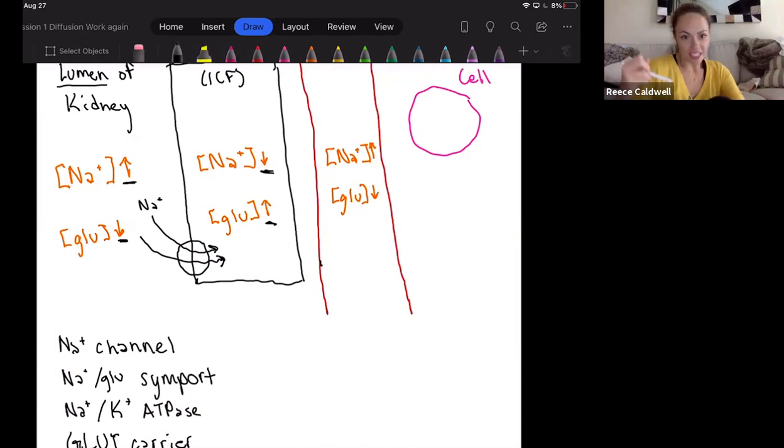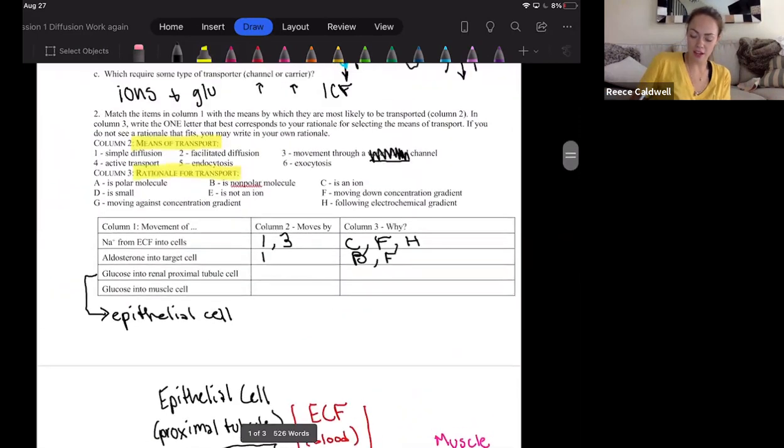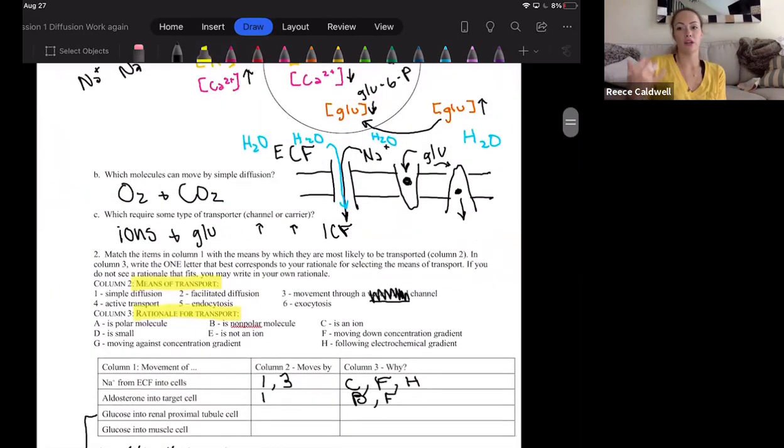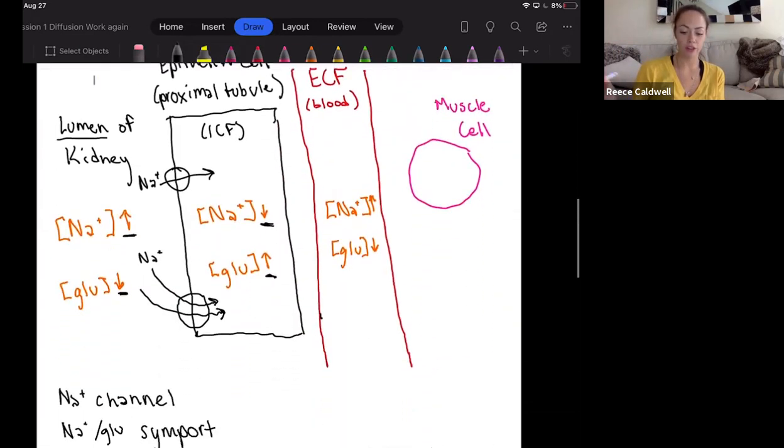All right. So another way that sodium can move into the cell is simply through a sodium channel. We looked at that above, just creating a hole inside of that membrane, and the sodium will simply move on through. So now we have our sodium and our glucose inside of the cell. And now we need to get it out of that epithelial cell into the extracellular fluid, the blood, to get it to that muscle cell.